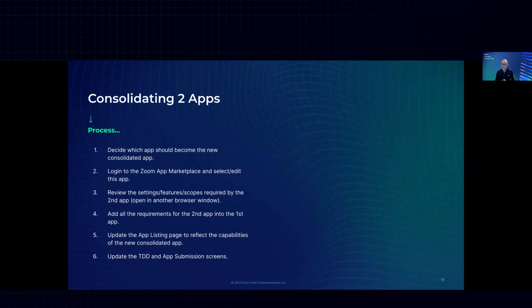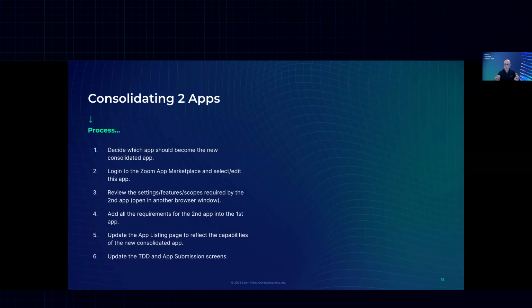The consolidation process is going to be the same no matter how many apps you have, but for simplification, we'll go through just 2 apps in this scenario. So the process would be, you'll decide which of these 2 apps will be the new consolidated app going forward. Once you've made that decision, log into the marketplace, open up that app. If you haven't gone through the conversion process yet, you would want to do that at this time. View the app within the new build flow UI. And then in a second tab or second browser, you'll want to view the information for that second app. What are the features, scopes, permissions required for that second app?